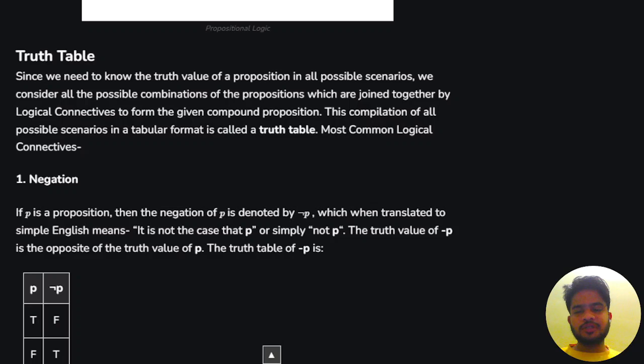If P is a proposition, then the negation of P is denoted by not P, which when translated to simple English means it is not the case that P, or simply not P. The truth value of not P is the opposite of the truth value of P. The truth table of not P is given below. True will become false, false will become true.